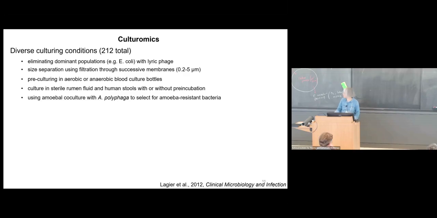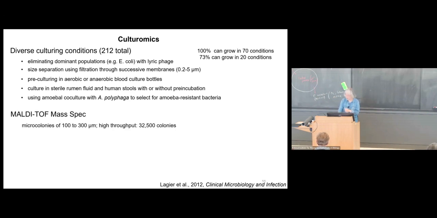And the last one I thought was really cute. They co-cultured with amoeba. That would enrich for the rare microbes, the microbes that are low abundance but are resistant to amoeba predation. So out of the 200, with 70 conditions, 100% of gut microbes can grow, right? And with 20 conditions, 73 can grow. So this is 73%. So culturing conditions can be simplified.